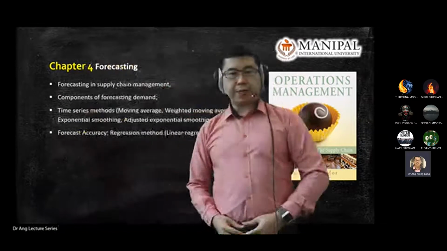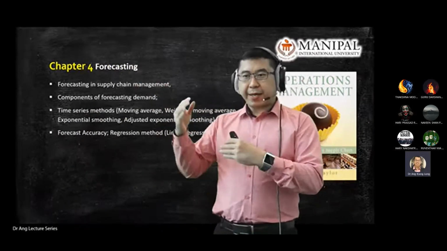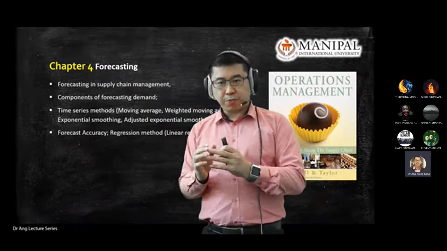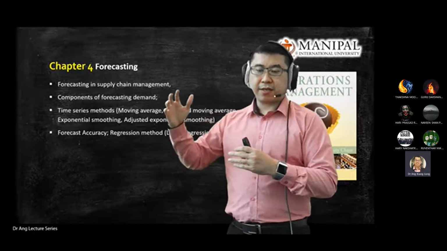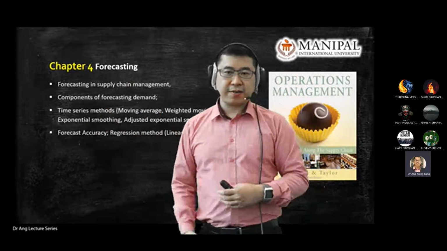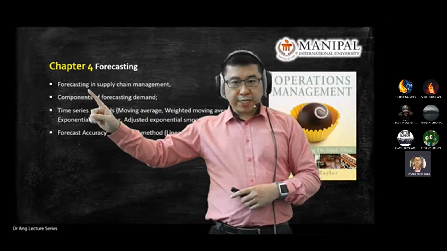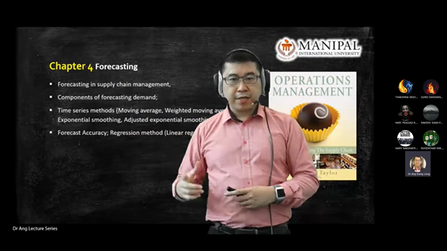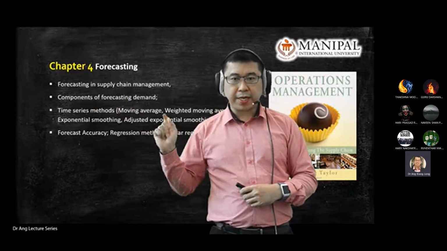All right. Chapter 4, we start to do forecasting, meaning you project a number from available data. You project what is going to happen another 3 months, another 6 months, another year. Okay. So in this chapter, we're going to look at forecasting in the supply chain management. Then we look at what is the component for the forecasting demand.